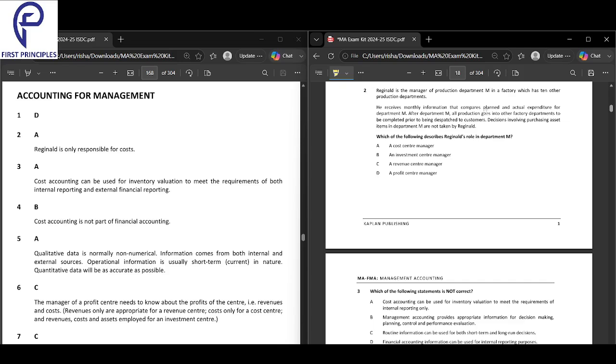to consumers. Decisions involving purchasing asset items in Department M are not taken by Renegade himself, right? So he doesn't take the decisions involving purchasing the asset items in Department M. So which of the following is the role in Department M, right? So he is responsible only for cost.